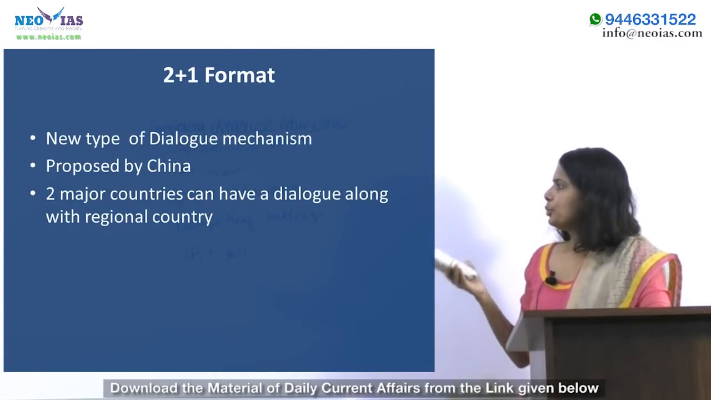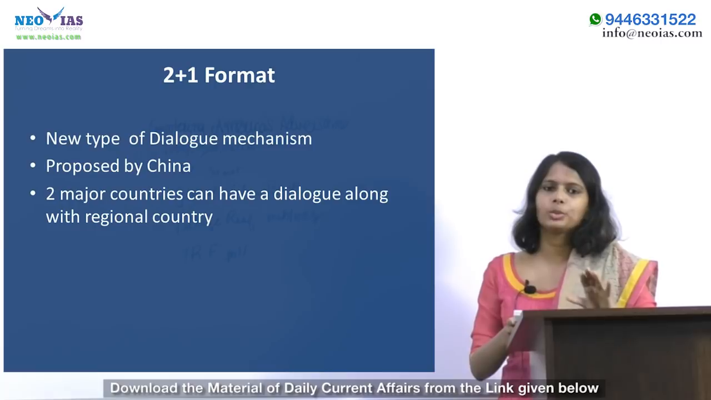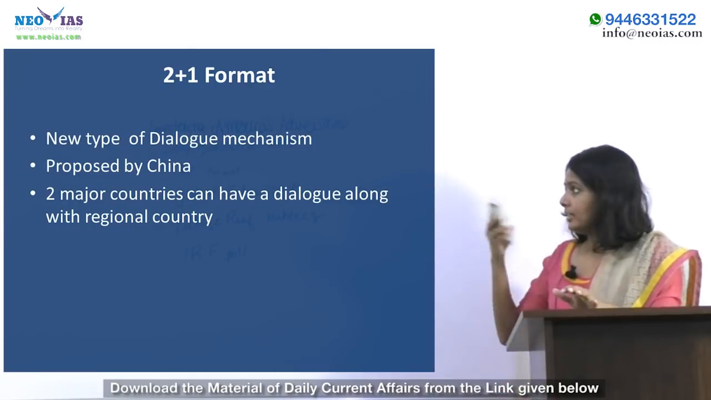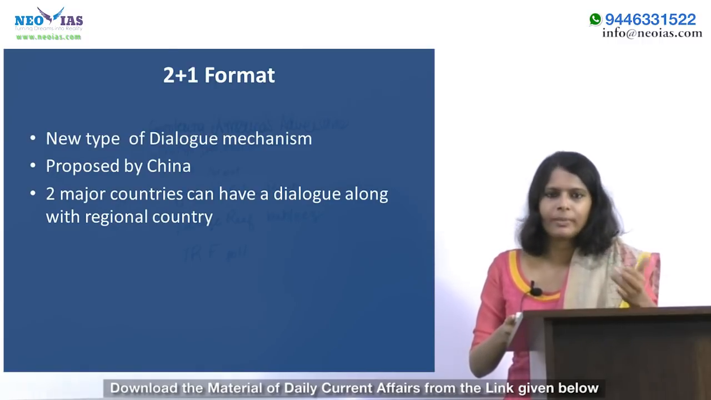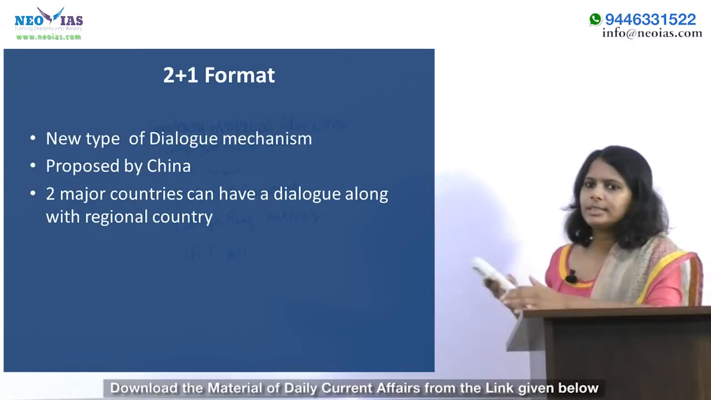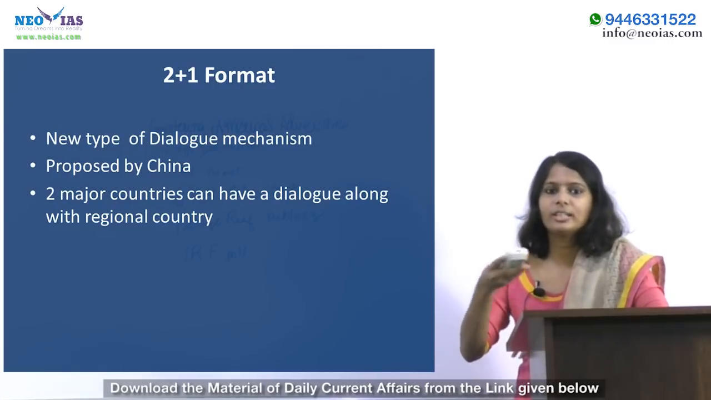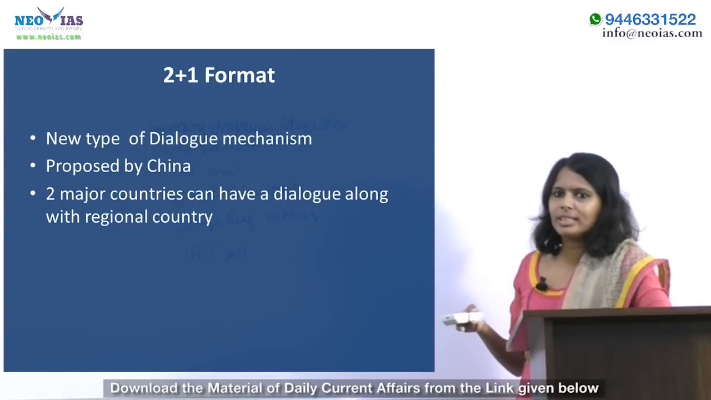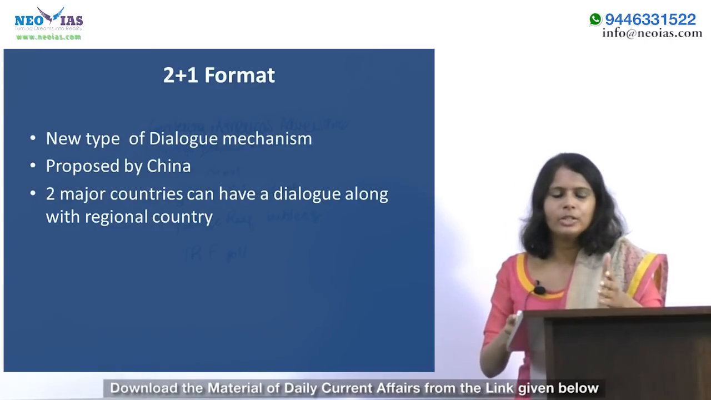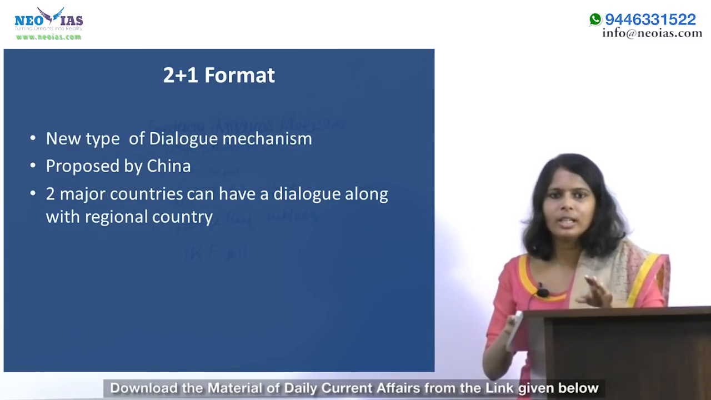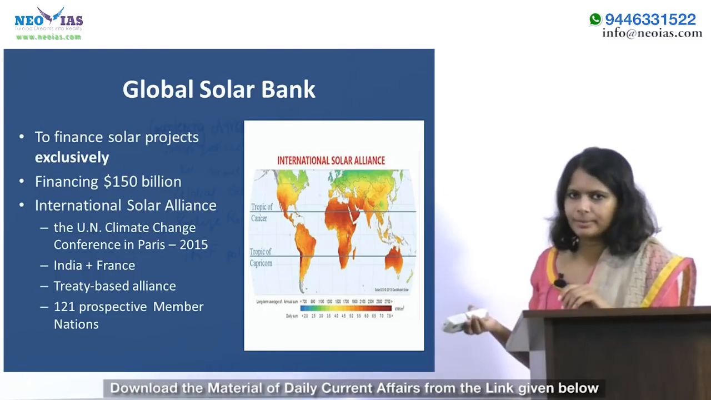The next topic is 2+1 format. 2+1 format is a new type of dialogue mechanism which was proposed by China recently. Under this proposal, two major countries can have a dialogue along with a regional country. For example, China and India can jointly conduct a dialogue with a third regional country. The point to be noted is that it is with a regional country. This would dampen the hesitation of a regional country which may be in a Cold War-like situation between the two major powers.